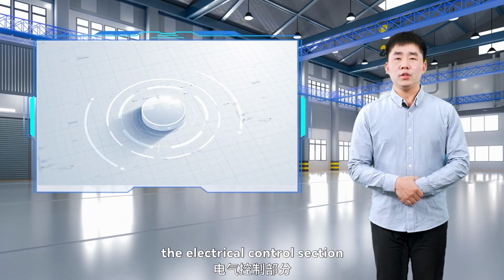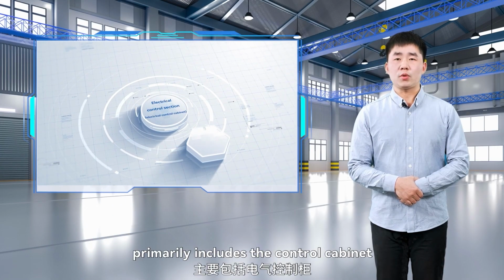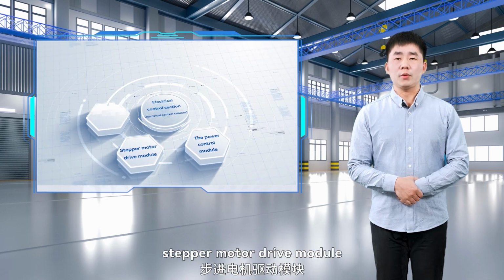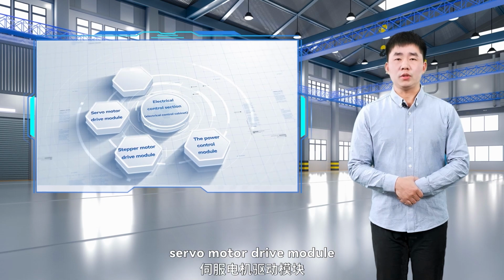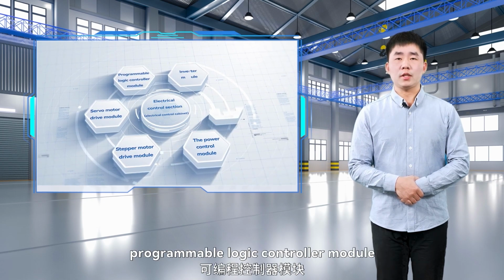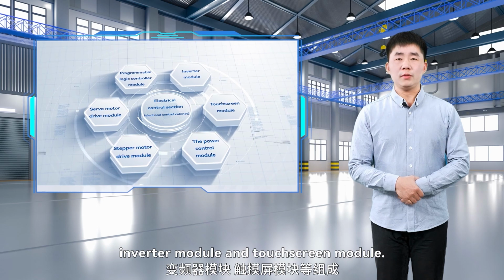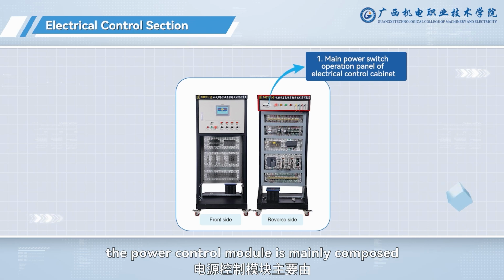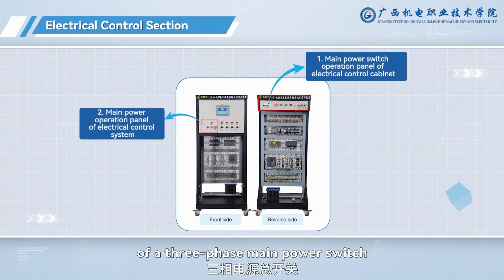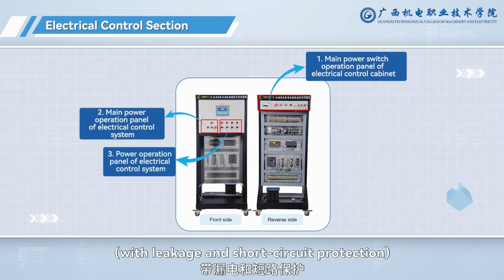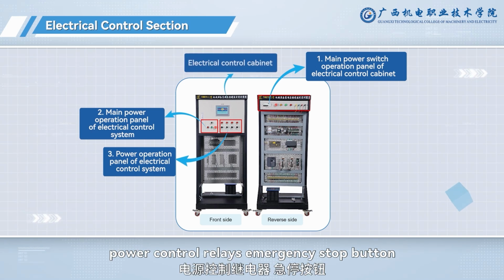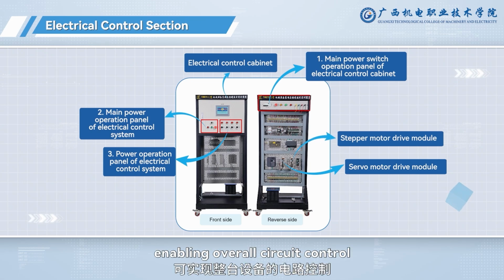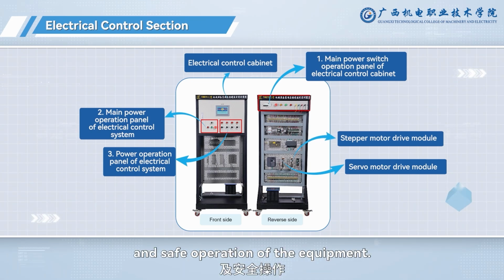The electrical control section primarily includes the control cabinet, which houses modules such as the power control module, stepper motor drive module, servo motor drive module, programmable logic controller module, inverter module, and touchscreen module. The power control module is mainly composed of a three-phase main power switch, with leakage and short circuit protection, power control relays, emergency stop button, and rotary switches, enabling overall circuit control and safe operation of the equipment.